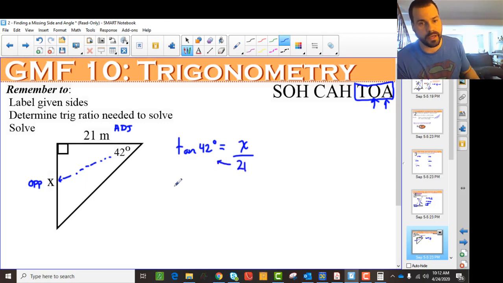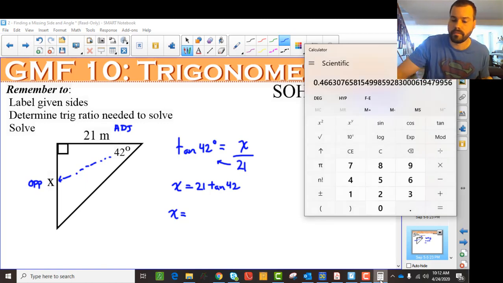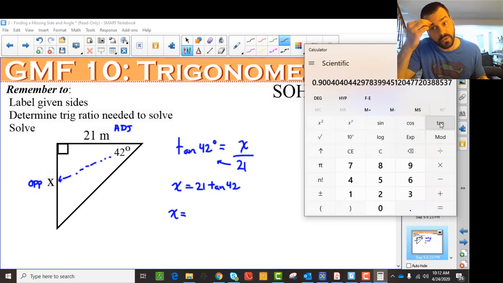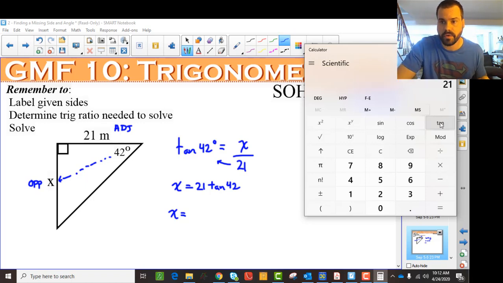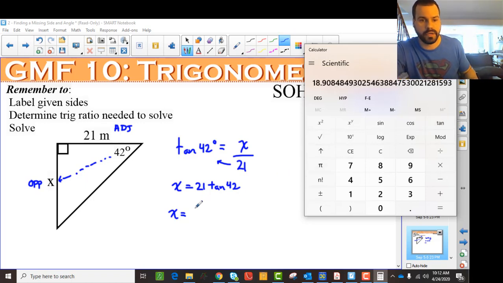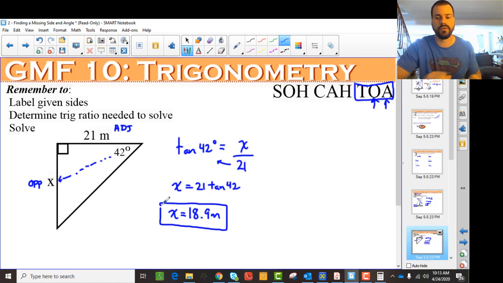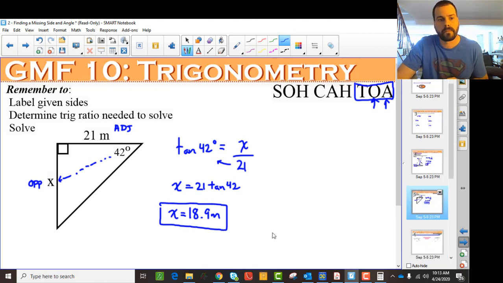And then I'm going to solve for x again by multiplication. So I'm going to multiply 21 by the tangent of 42. So I'm going to take my calculator. I'm going to take the tangent of 42. And then I'm going to times that by 21. And it becomes 18.9 meters. All right. And again, you need to do that on your calculator. It's really important you use your calculator properly to do those questions. So check your calculator. All right.